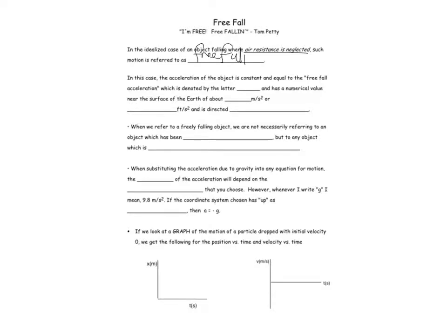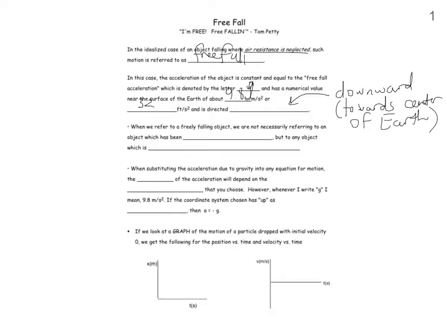In this case, the acceleration of the object is constant and equal to the free fall acceleration. The free fall acceleration on Earth is denoted by the letter lowercase g and has a numerical value near the surface of the Earth of about 9.8 meters per second squared, or 32 feet per second squared, and is directed downward towards the center of the Earth. I'm going to write this over here. Downward towards the center of the Earth. And that's important to remember, so don't forget it.